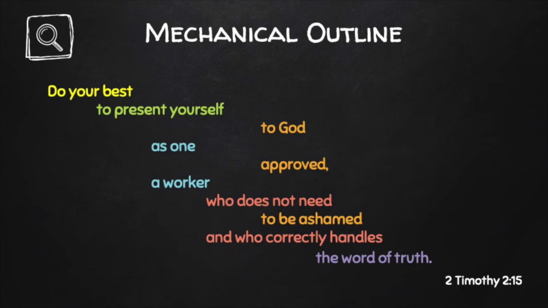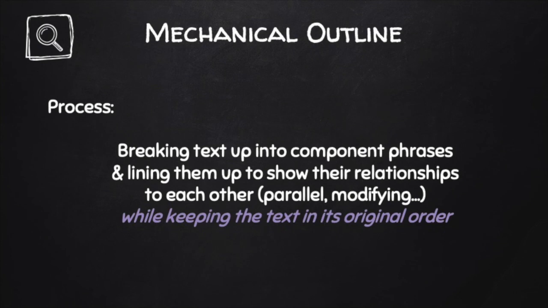So now you can line that up and see something of the structure. You can see that what you're doing your best to do is to present yourself as one who's approved, as a worker, and that worker is somebody who does not need to be ashamed, who correctly handles the word of truth. And also, who are you presenting yourself to in this way? It's to God. So it just helps you see some of the connections in the passage.